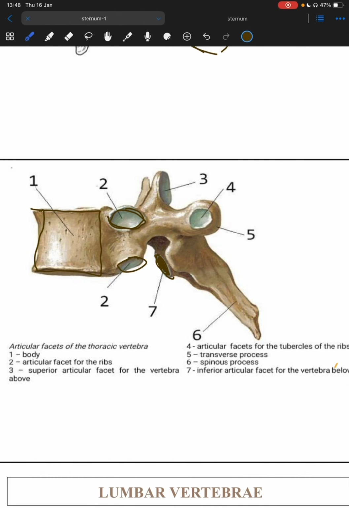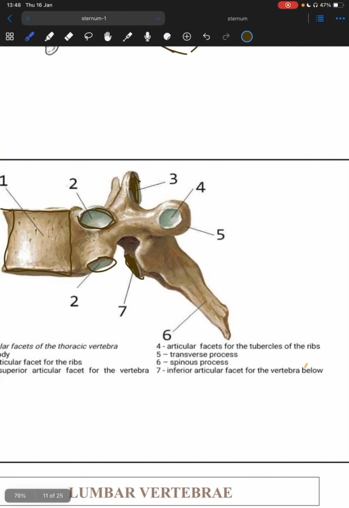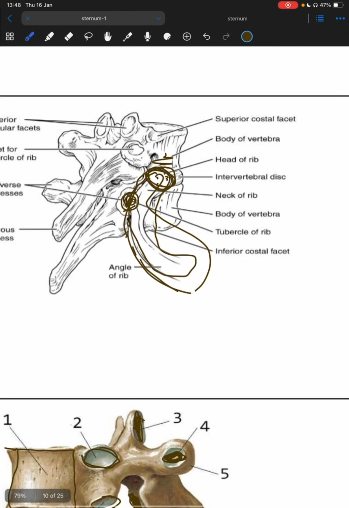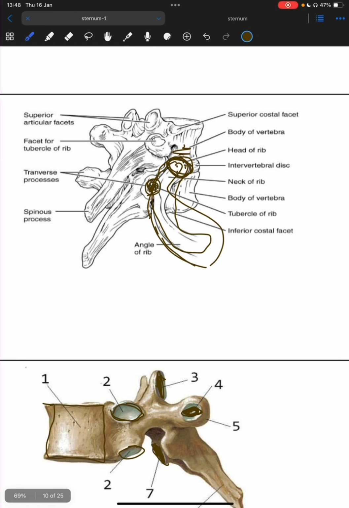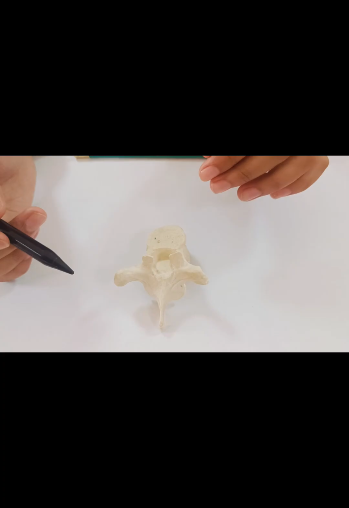The name inferior is for the down portion, and this one is for the superior. This is the articular facet for the rib. The fourth one is the articulation for the ribs. Here you can see the tubercle of the rib is attached. This one is the transverse process. This one is the spinous process.